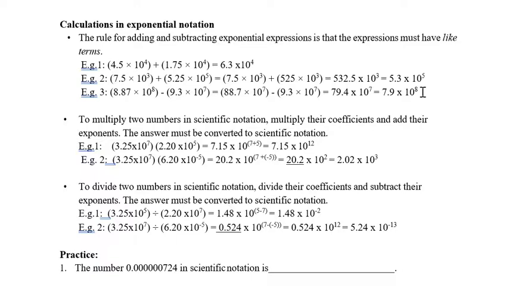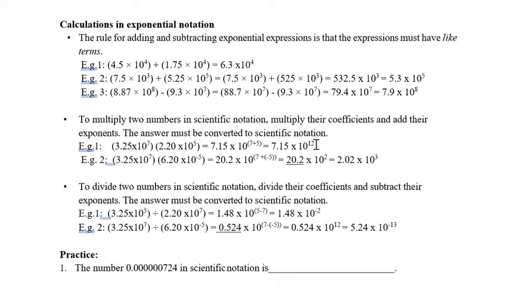Subtraction and addition with exponents is more difficult than multiplication and division. With multiplication and division, you can multiply the two numbers straight out, 3.25 times 2.2, come up with your answer, and then add the exponents, the 7 and the 5. In this case, 7 plus 5 gives me 10 to the 12th.